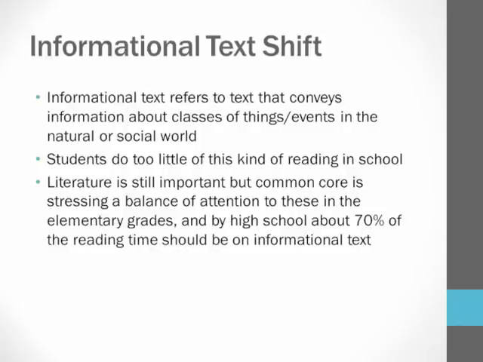Informational text refers to text that focuses on information about classes of things or events in the natural or social world. I think the example I've been using is if it's an article about how porpoises communicate, that would be an example of something that exists in the natural world, and it's a class of things. It's how these animals communicate. That would fit in the informational text scheme. The story of Flipper might be a true story, but that's like the biography of Flipper. It's the biography of one porpoise.